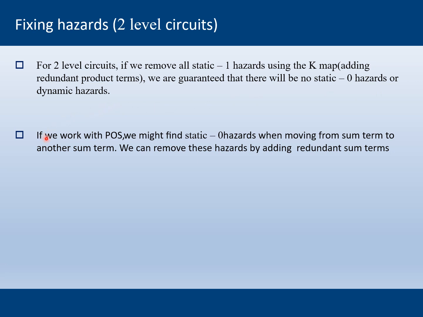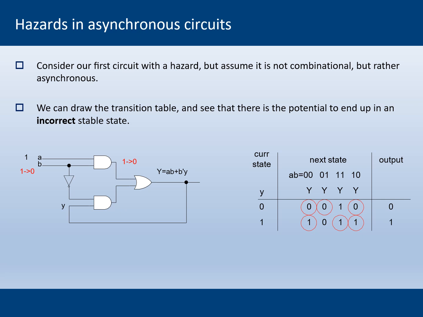Right? So if we work with POS, we might find static zero hazards when moving from one sum term to another term. We can remove these hazards by adding redundant sum terms. So, combinational logic circuit hazards we have seen. What is the case when it is in sequential circuits?